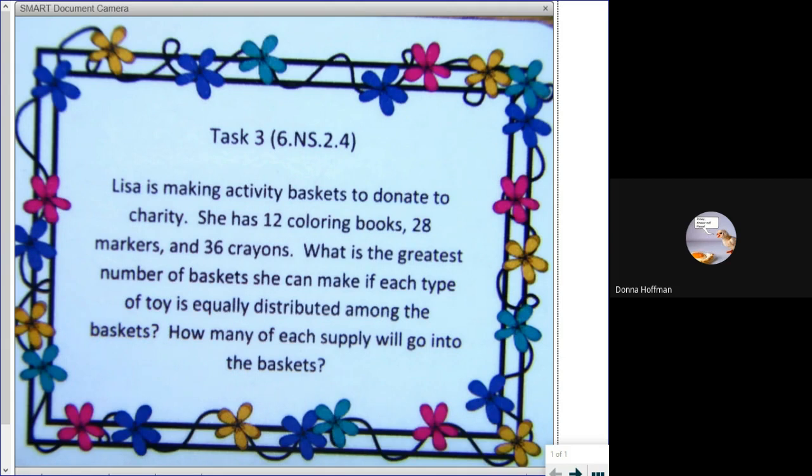So you're going to take 12 and run all your factors, 28, run all your factors, 36, run all your factors, and find out what the greatest common factor is. Then you're going to use the other factor to answer the secondary question. So this is definitely a greatest common factor type problem.